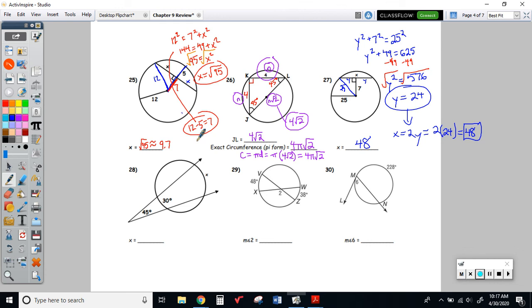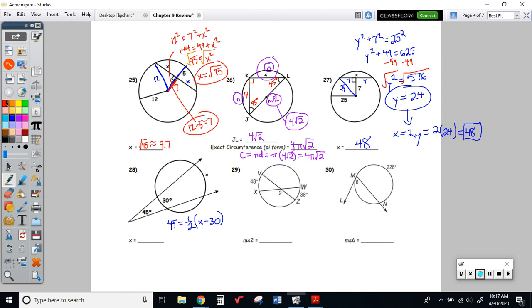28, looks like we have 30 degrees here, 45 here, x there. This x is the unknown. The formula was that the angle measure, which is 45 in this case, the angle on the exterior of the circle, was equal to 1/2 of the big arc minus the small arc. So we do 1/2 of x, the big arc, minus 30, the small arc that it intercepts. And then we just need to solve that for x.